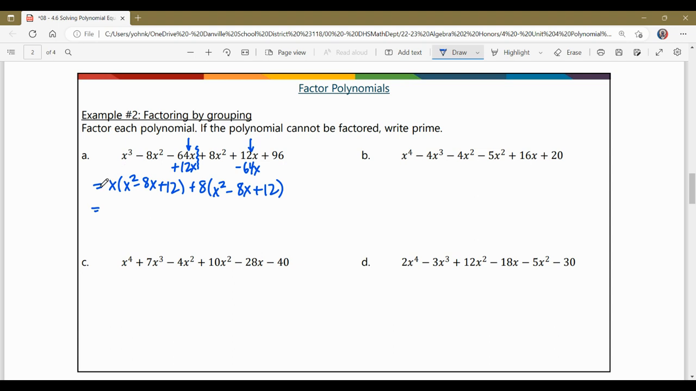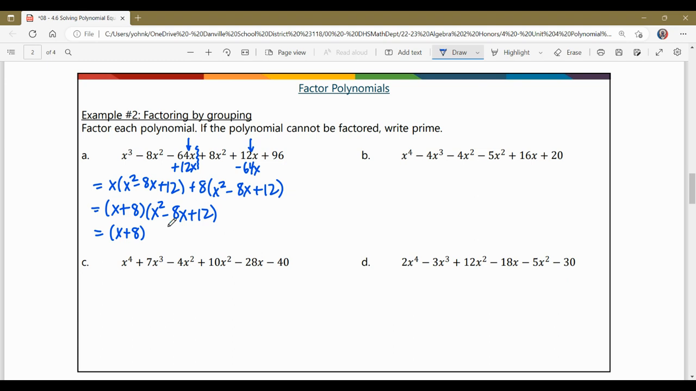So what we're going to do now is take what's in front of the parentheses, the x and the plus 8, and we're going to put it together, x plus 8. And then we're going to take the stuff in the parentheses that's the same, and we're going to write it one time, x squared minus 8x plus 12. Now we want to take a look at these parentheses and see if we're done. Well, if you have a square, you're probably not done. If you have an x to the first power, that one is probably done. So we're going to leave the first one, x plus 8.